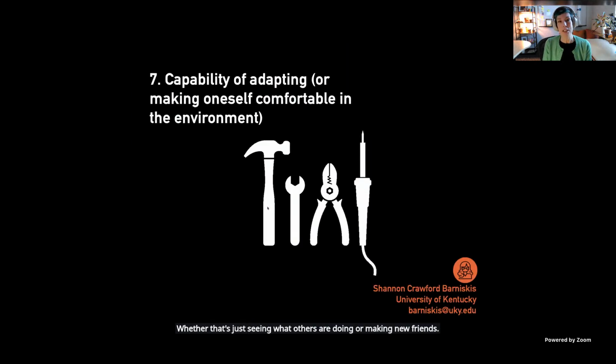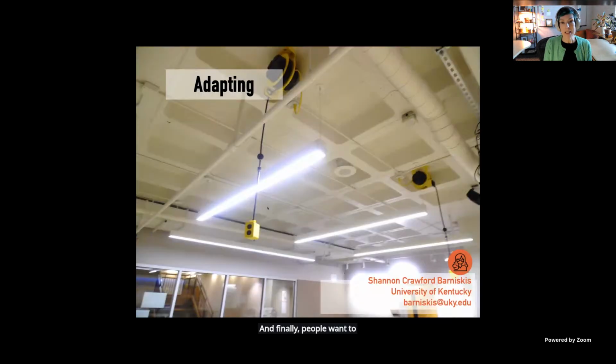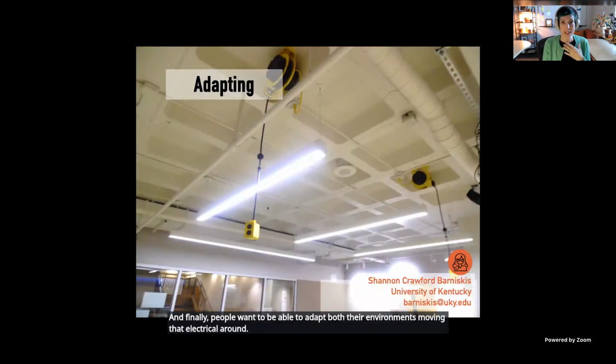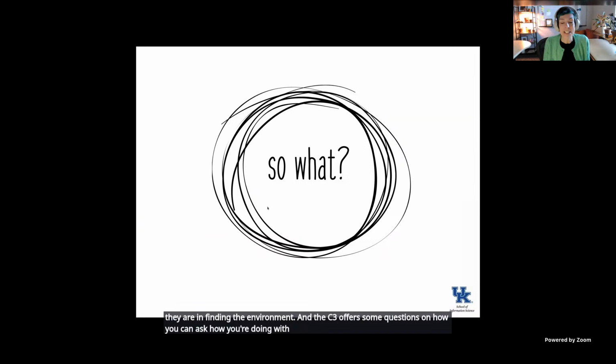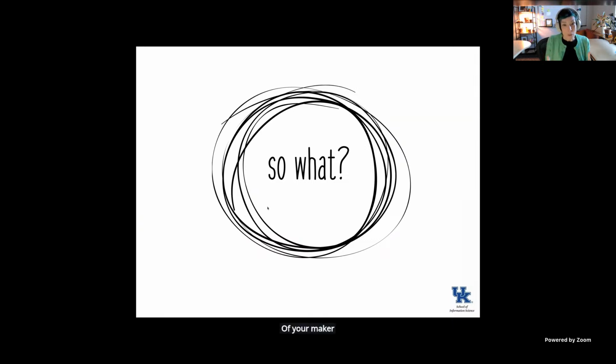And finally, people want to be able to adapt both their environments, moving that electrical around, but also their own dispositions and how comfortable they are in finding the environment. And the C3 offers some questions on how you can ask how you're doing with these various aspects of your maker community support.